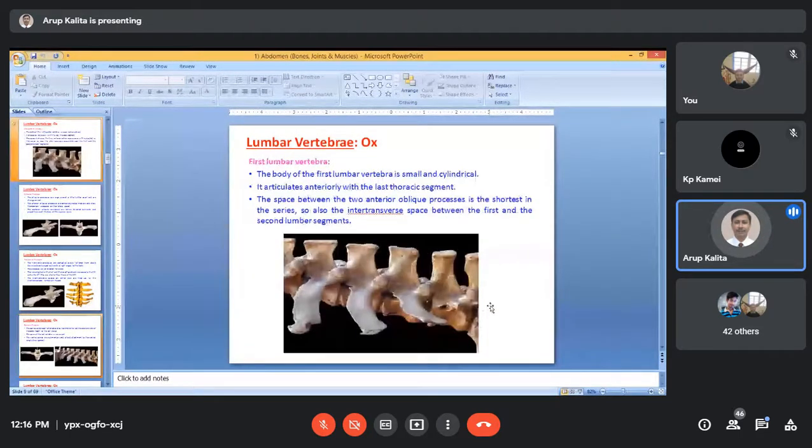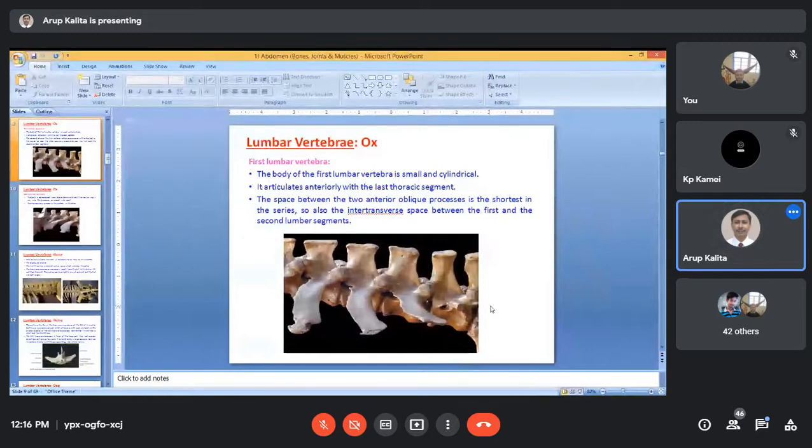Now coming to the first lumbar vertebra. The body of the first lumbar vertebra is small and cylindrical. You see, this is the first lumbar vertebra. So the body is short, small and cylindrical. It articulates anteriorly with the last thoracic segment. This is the last thoracic vertebra. This is the rib, so posteriorly there is no rib. So the first lumbar vertebra is connected to the last thoracic vertebra.